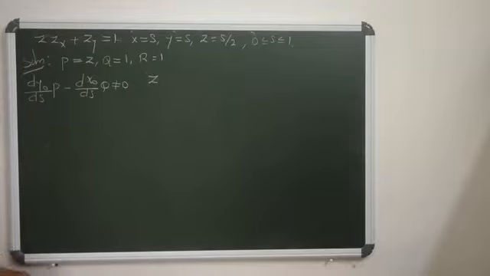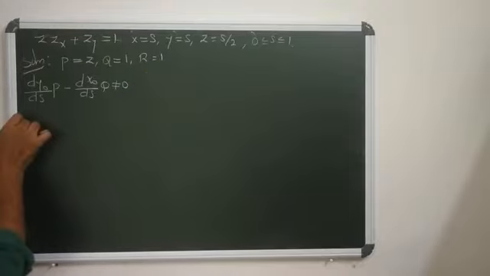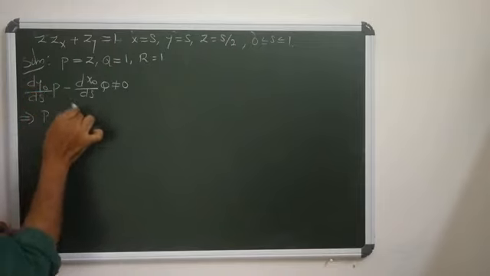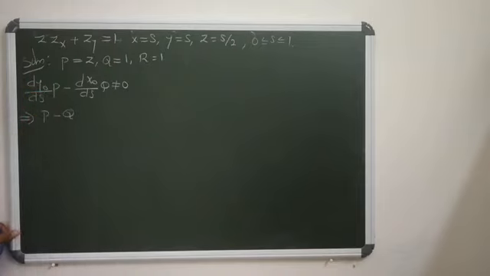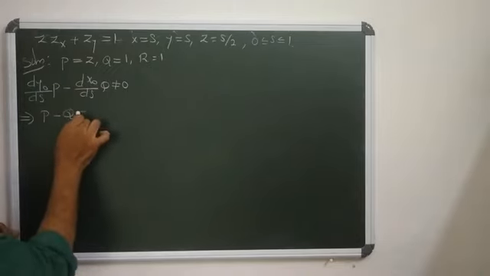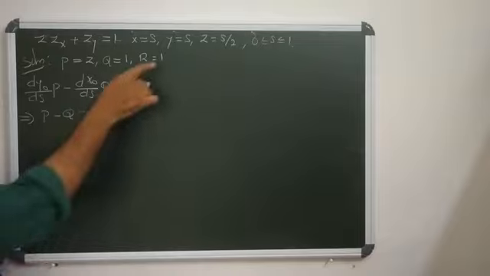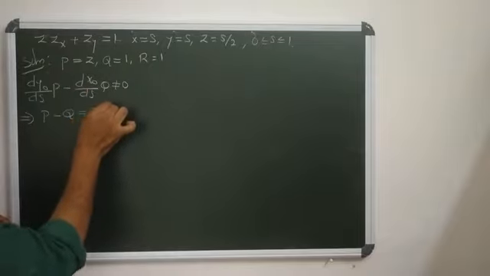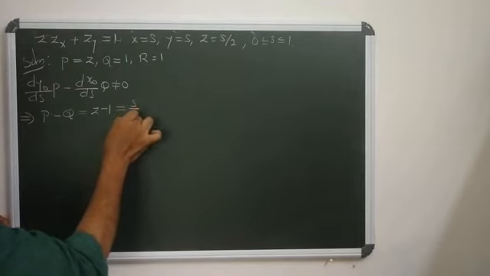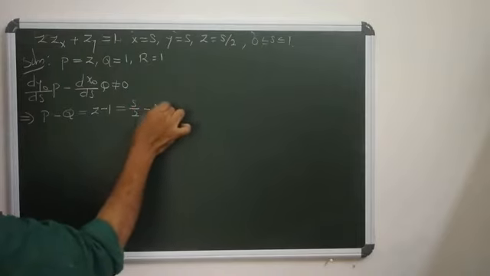So that gives dy naught by ds, that is 1 into p minus dx naught by ds into q. x naught is again s, so dx naught by ds is also 1. So p minus q. What is p? P equals h, q is 1. But what is h? Z is s by 2. So here s by 2 minus 1, which differs from 0.